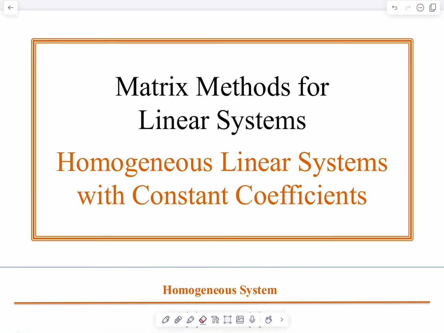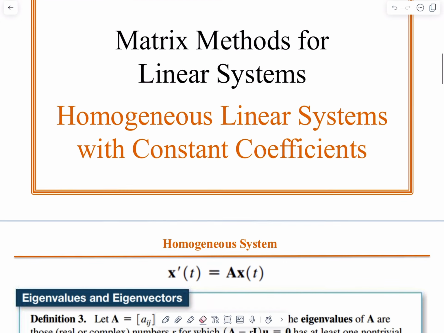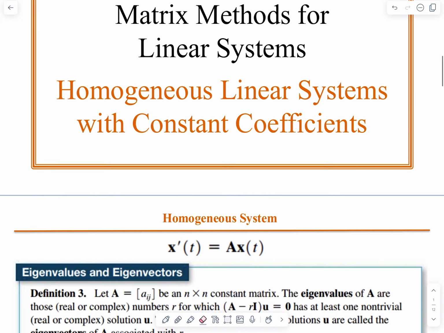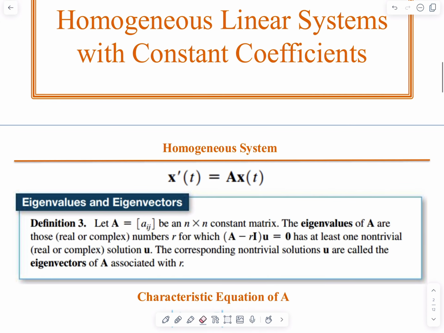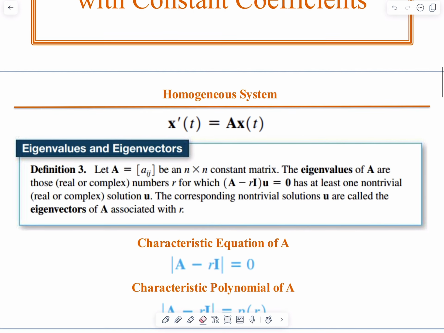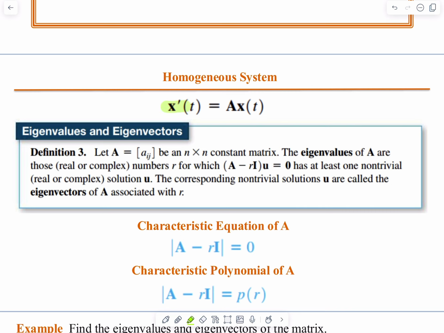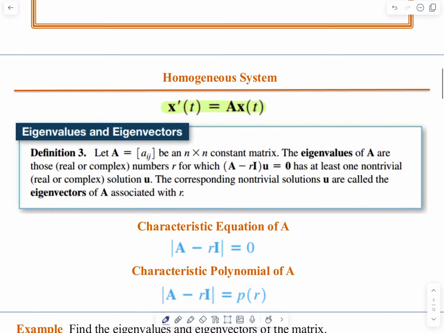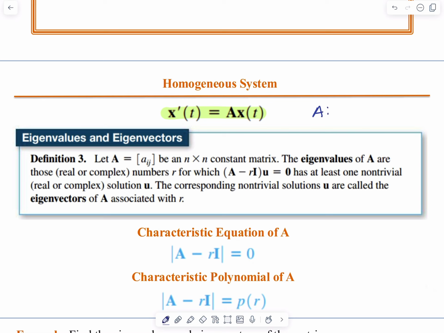Matrix methods for linear systems, and in this section we will be talking about homogeneous linear systems with constant coefficients. So in this section we're going to focus on finding a general solution for this homogeneous system. And A, of course, is our constant n by n matrix. And of course, those are real constants.